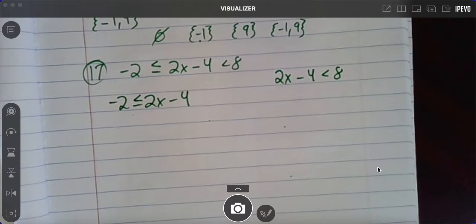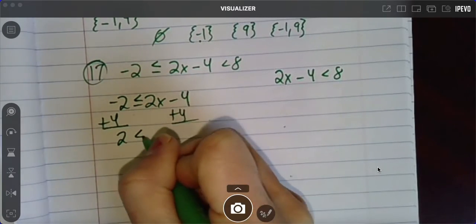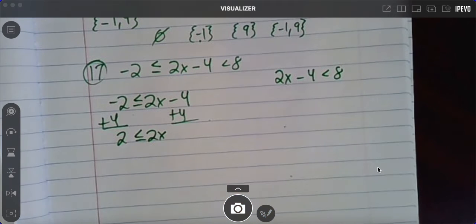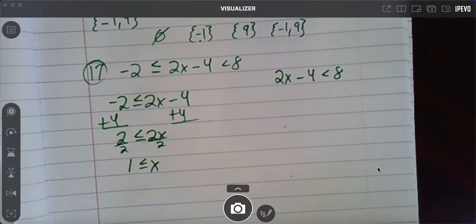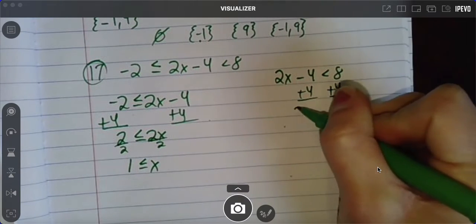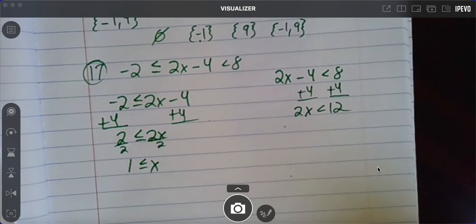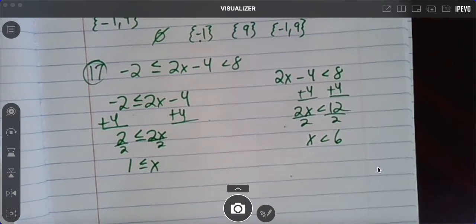Okay, now I'm going to solve them. And you actually solve them both the exact same way. I'm going to add 4. So over here I get a 2. Then what do I do? Divide by 2. So we get a 1. X is greater than or equal to 1. That's my first answer. Now let's go find my other. I'm going to add 4. So we get 2x is less than 12. Then what? Divide by 2. And x is less than 6.